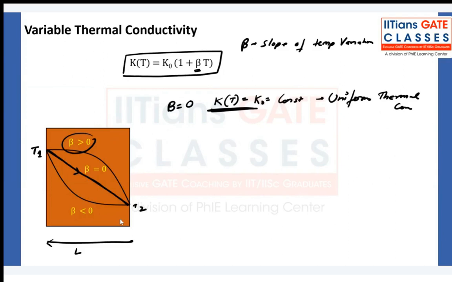Okay. So if beta is greater than 0, then K is positive. So it is varying like this. Beta is a positive slope. And if the thermal conductivity is varying negatively with X, so this is beta less than 0, then you will see this kind of curve.